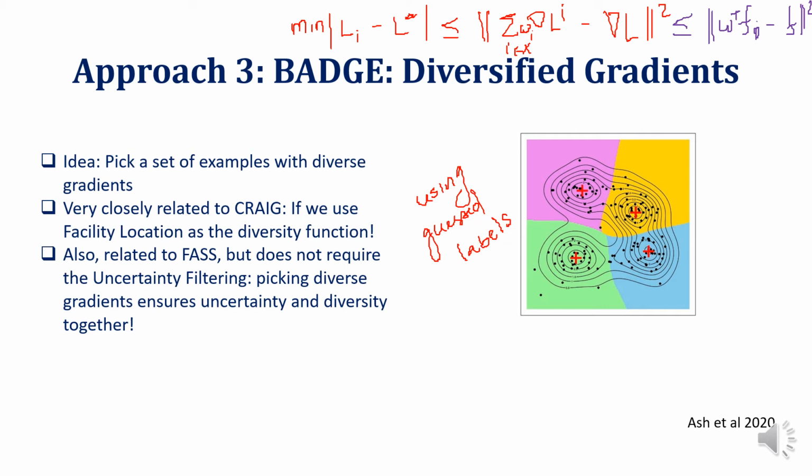Badge is also related to filtered active submodular subset selection, but unlike FAS, which required uncertainty filtering, Badge doesn't require uncertainty filtering. Actually, picking diverse gradients ensures uncertainty and diversity together, which makes it a much more holistic approach. And we later on show that the Glister algorithm that was discussed earlier actually has several of these advantages when it's improvised for active learning.